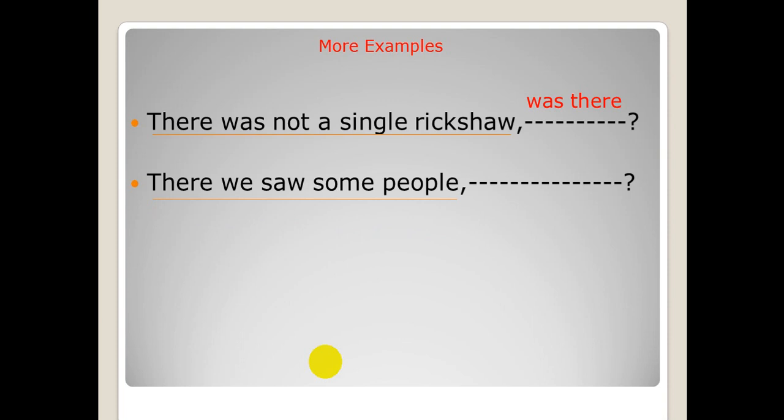Look at the second statement. There is no visible helping verb, of course. As its tense is past indefinite, the helping verb will be did. We saw some people: saw is the past form, so the tense is past indefinite, and did is its helping verb. As the statement is affirmative, the tag will be negative. Not is in its contracted form, and its subject is we, so the pronoun of the tag question will be we here.